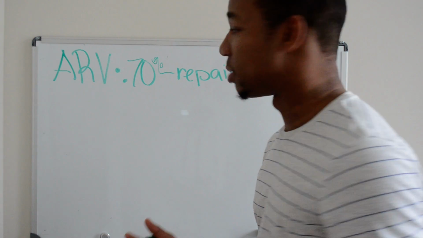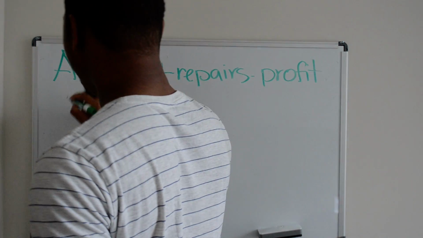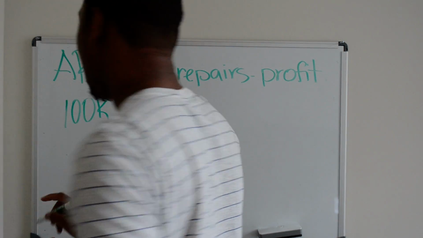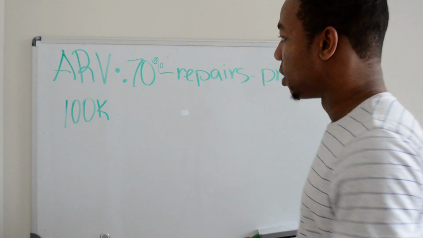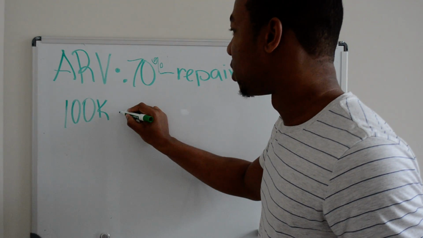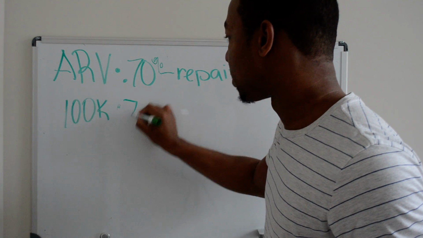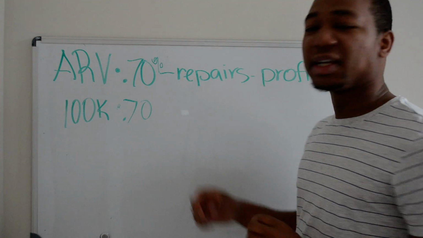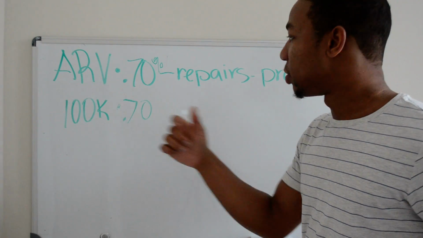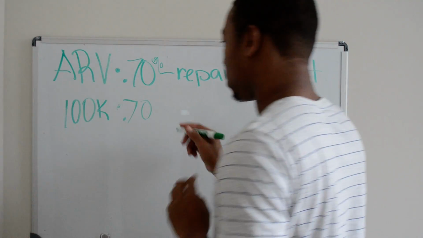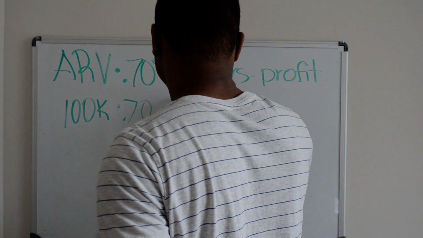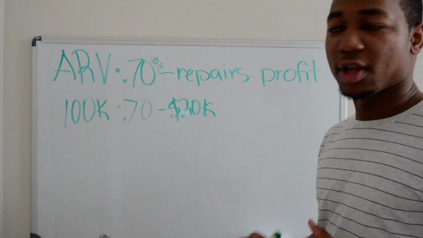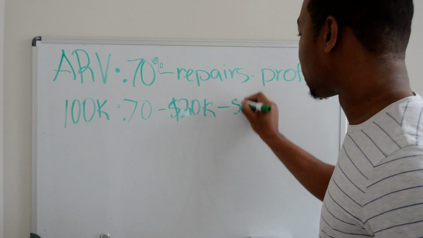So let's put some actual numbers in there. So we have ARV. Let's just say we have a property that can resell for $100,000. So our ARV is $100,000, right? So we have ARV times 70%, so times 0.70, right? Minus, let's say it's going to cost us $20,000 to repair this property, okay? Minus $20,000. And let's say we want to make $10,000 on this deal. So let's subtract $10,000.